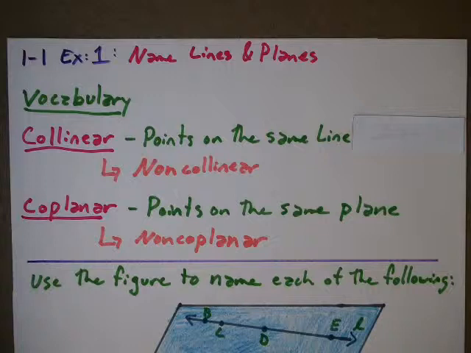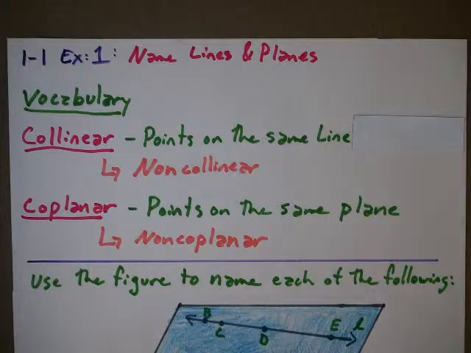In a similar way, we have the word coplanar. We're talking about 3 points, or even lines, can be coplanar. So we talk about points that are on the same plane. In order to do that, you need to have at least 4 points, because any 3 points would be on the same plane no matter what. And if we're talking about points that are non-coplanar, that means that we have points that are not on the same plane.